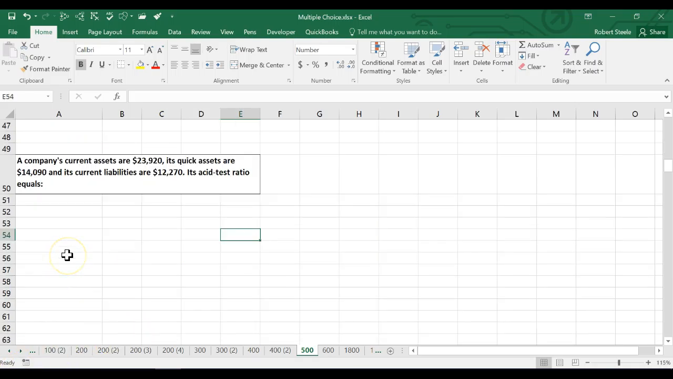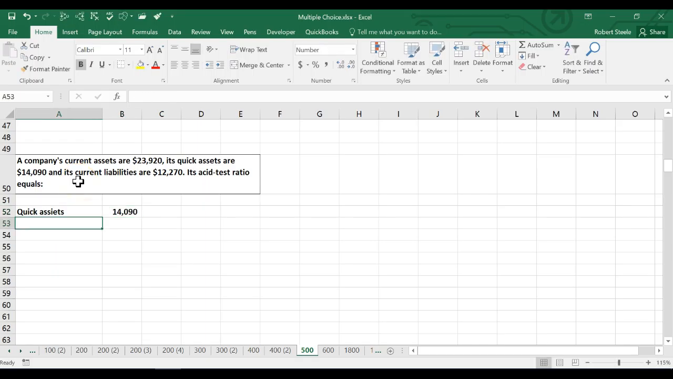Next one says that a company's current assets are $23,920, its quick assets are $14,090, and its current liabilities are $12,270. Its acid test ratio equals what? So this one they actually just gave us the numbers. It's just a matter of knowing what the ratio is. For the acid test ratio we're going to take the quick assets, which are the more restrictive assets, which don't include inventory. And they say it had quick assets of 14,090.